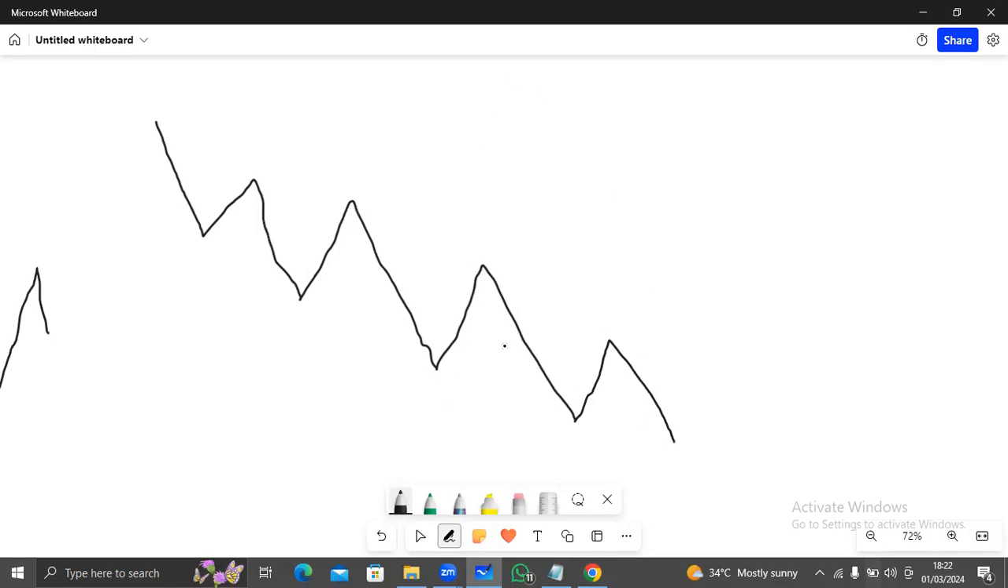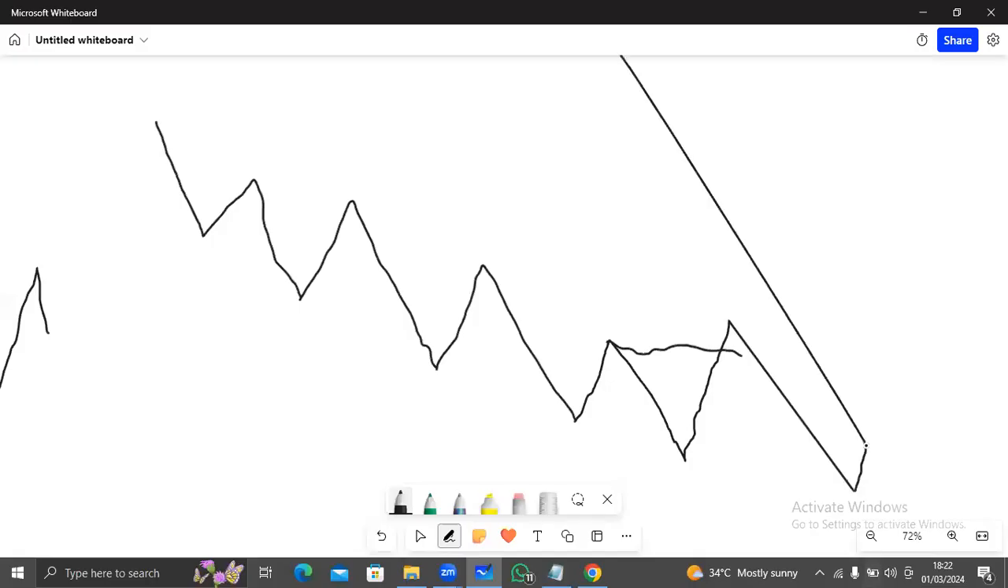So when you see a price range like this, moving down like this, we anticipate the buy stops to be raided, which means we can see something like this. Price raids this and continues down.